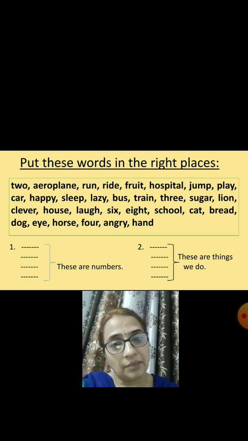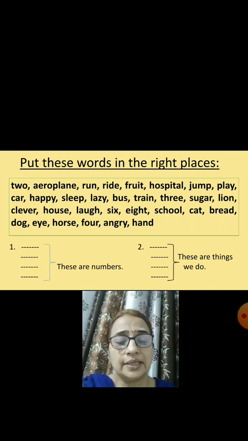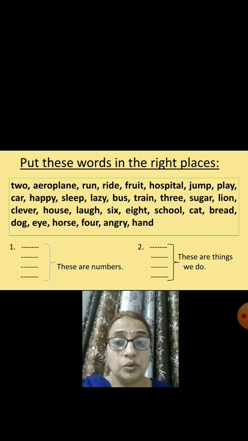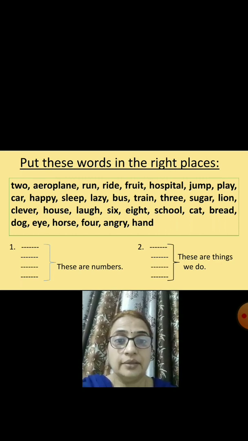These are numbers. Now number 2. What is given there? These are things we do. So what are the things we do? Come on, let us see. Do we do to, aeroplane, run? Yes, run. We do these things. So run, ride, yes. Jump, very good.